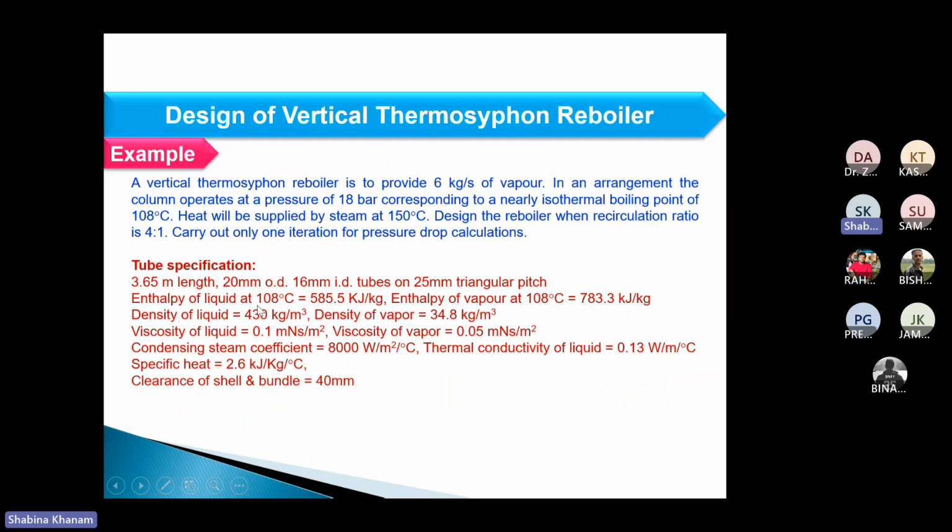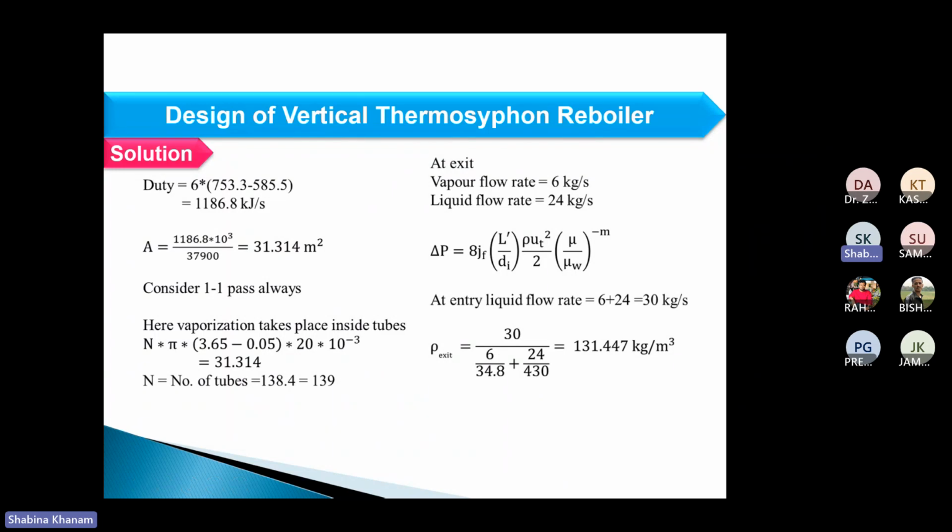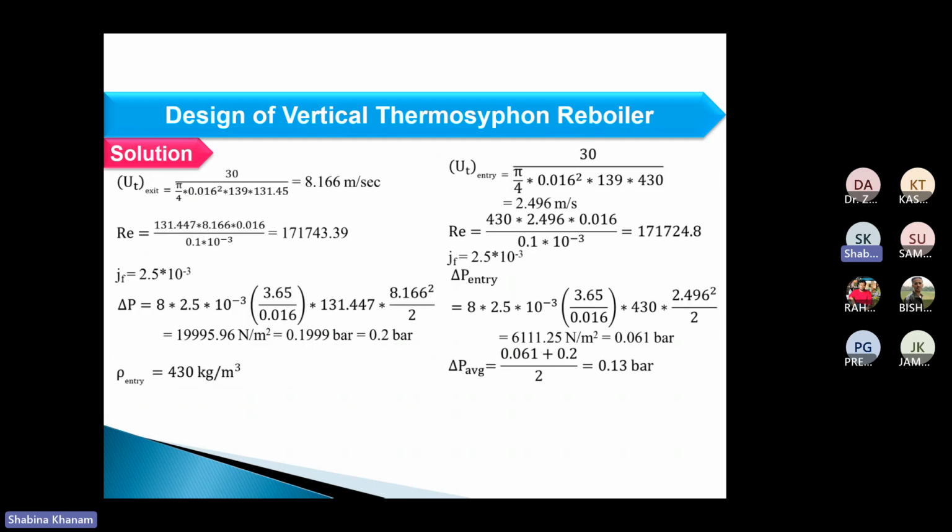So at entry point, we will consider this density. However, at exit, we consider for vapor 34.8, for liquid 430. So 6 by 34.8, density of the vapor, plus 24, flow of the liquid, by density of liquid. Once we solve this, we will find 131.447 kg per meter cube as the density of mixture at exit condition. Entry condition density will be 430 only, right? So in this way we can find out the mixture property.